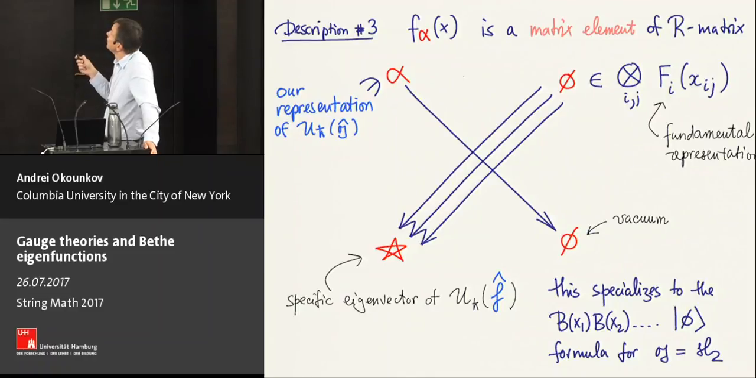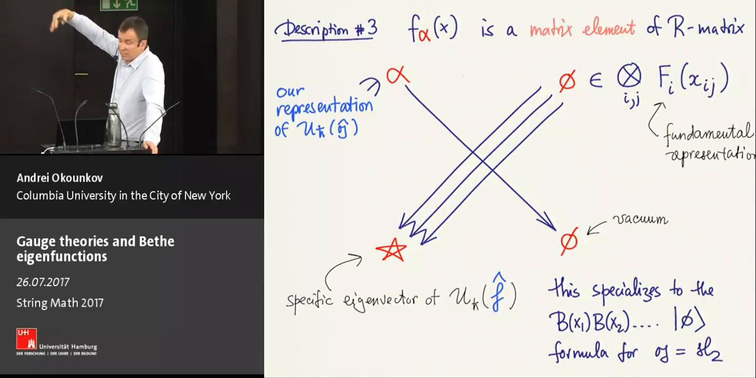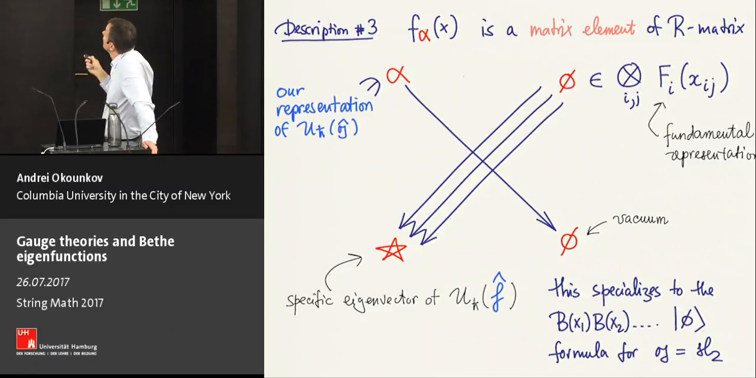How many fundamental representations I have to take is dictated by the weight of this vector. This vector has a certain weight with respect to the Cartan, and that weight determines how many Bethe roots I'm going to have, and of which flavor. Each Bethe root is labeled by a vertex in the Dynkin diagram. So a weight tells me how many Bethe roots of each flavor I have to take, and then I take the fundamental representation of this. Then I braid this and I take the matrix element.